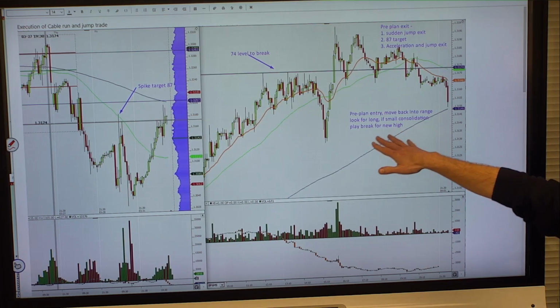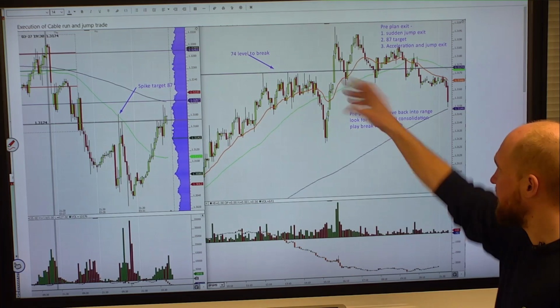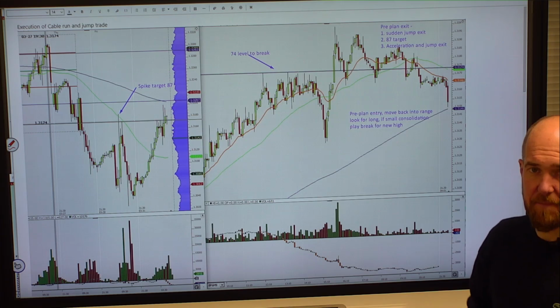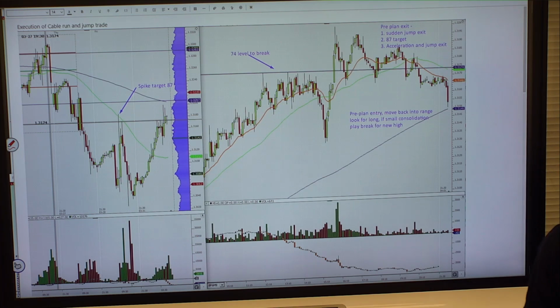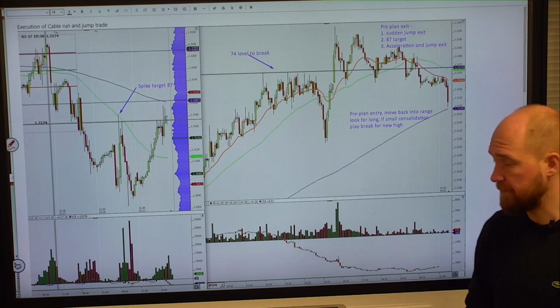First thing you want to be doing, we can see the level, we know what's going on there. That's the level to break. The question is, how do you get into that? How do you get on a trade before it breaks, or alternatively, what do you do for a trade if you're not, and can you buy the breakout?